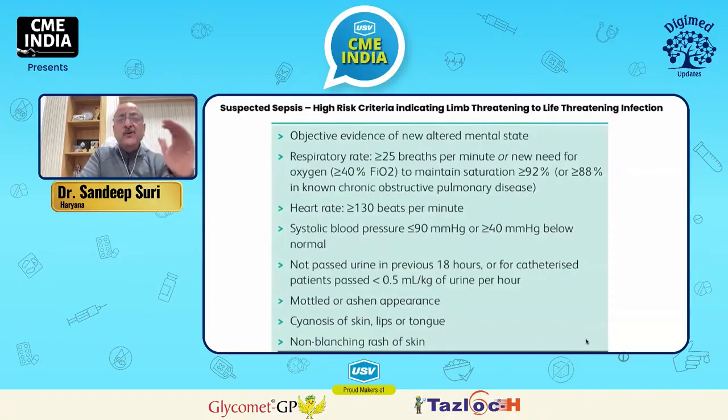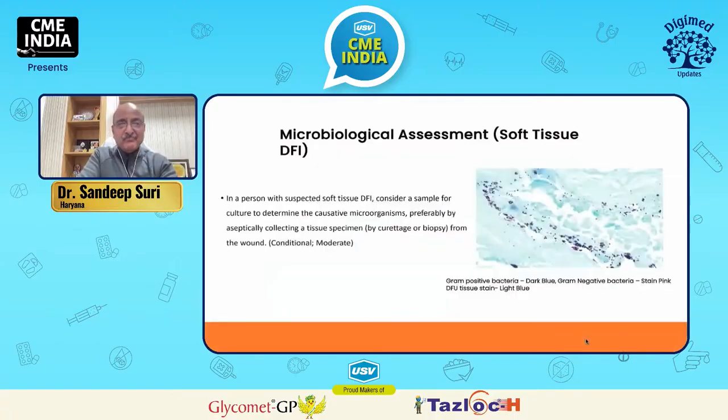But remember never to forget all the life-threatening situations. It can go from limb-threatening to life-threatening within a few hours. If there is objective evidence of new altered mental status, or respiratory difficulty, saturation going down, heart rate increasing, systolic blood pressure going down, urine output going down, all of you are aware of these, but these are very practical criteria for looking for life-endangering conditions. The patient has to be admitted to the ICU and requires broad spectrum antibiotics covering everything.